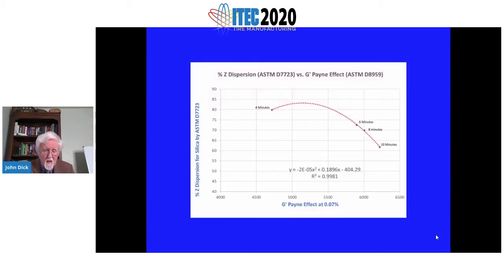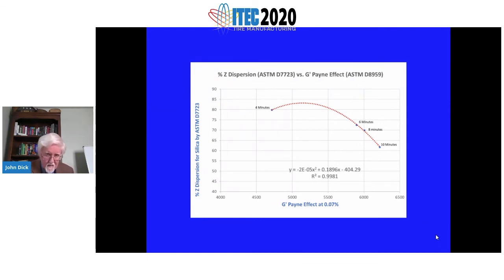On the next slide, you can see what happens when we plot the ASTM D7723 parameter, the Z dispersion on the y-axis against the x-axis, which has the G prime paint effect property at very low strain. And you see what's a little bit unusual is there's the curvature to this, which can be explained by the fact that earlier studies that we've done show that the silica has a much longer incorporation stage than it does have in the dispersion of the silica. So this longer incorporation stage causes this curvature.